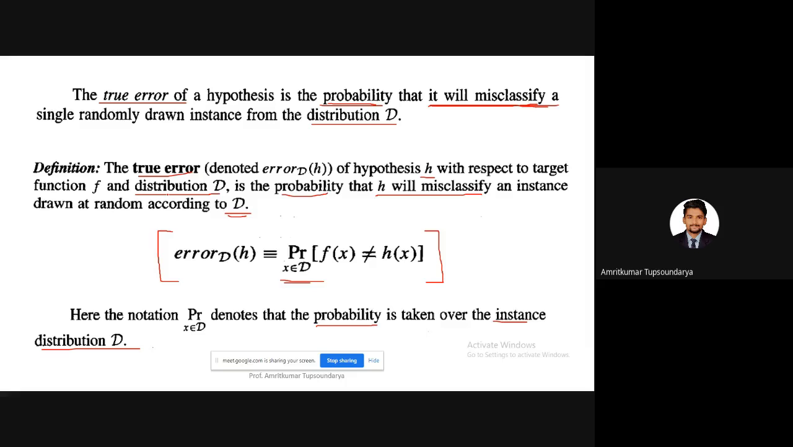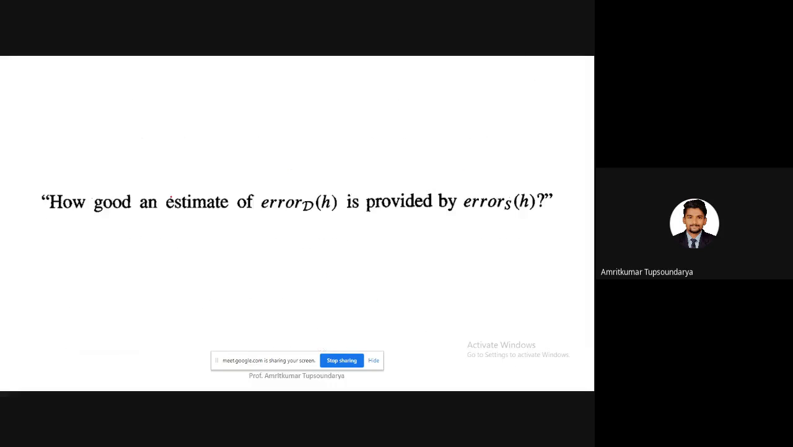Now the question arises, after having discussed the sample error and the true error: how good an estimate of the true error error D is provided by the error S? In simple terms, how good an estimate of true error is provided by the sample error? Is the sample error that we have computed helpful enough to estimate our true error? Is it providing any insights?